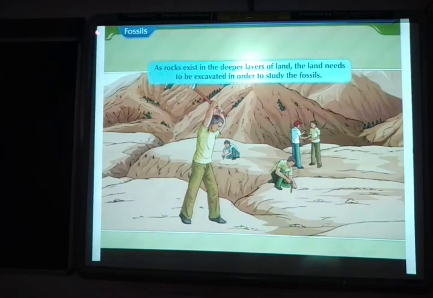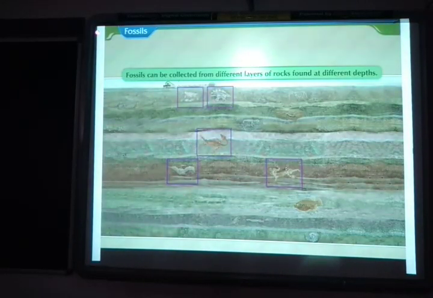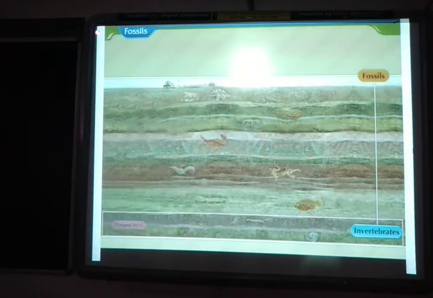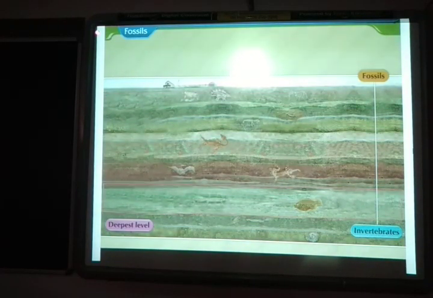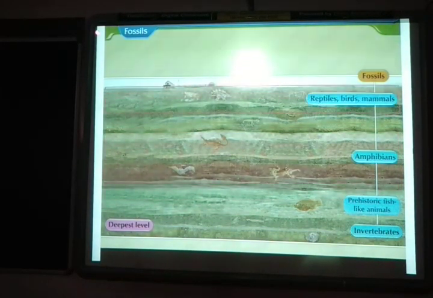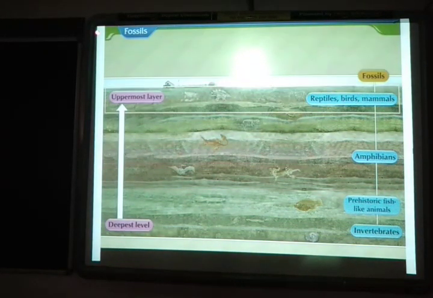As rocks exist in the deeper layers of land, the land needs to be excavated in order to study the fossils. Fossils can be collected from different layers of rocks found at different depths. The occurrence of these fossils and their systematic study indicated that the fossils of invertebrates are situated at the deepest level. A layer above them were found the prehistoric fish-like animals, above which were the amphibians. The reptiles and the birds, as well as mammals, were found to be in the uppermost layer.